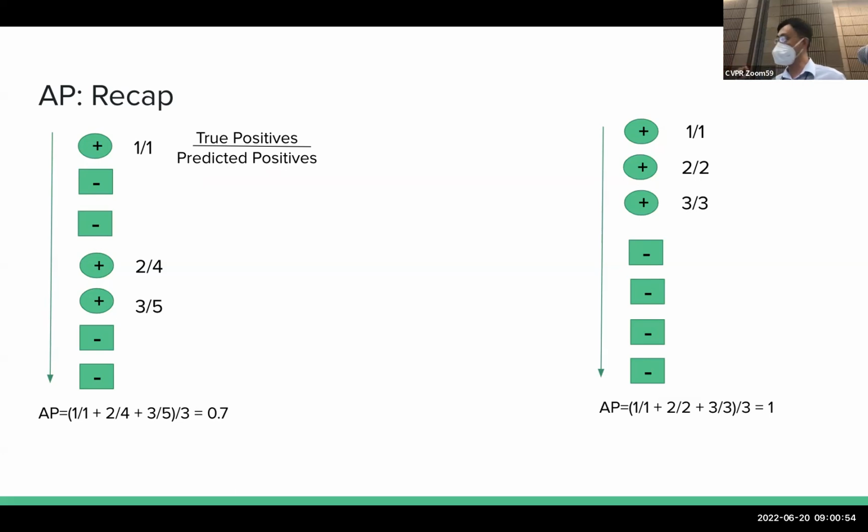So we have two scenarios here. In the left scenario, the ranking is not perfect, and the average precision value is 0.7. In the right scenario, we have a perfect ranking. The positive examples are ranked above the negative samples, so the average precision value is 1.